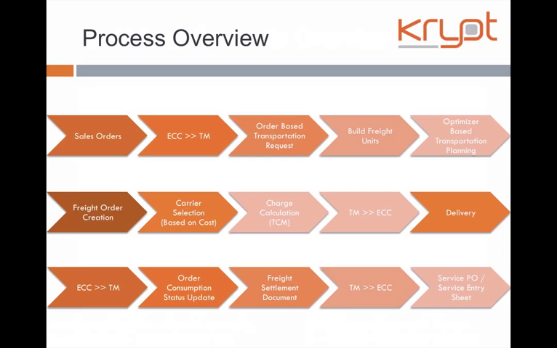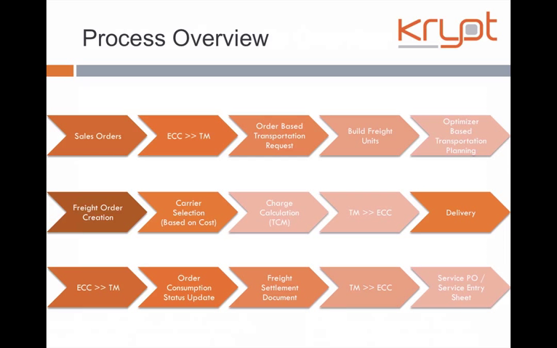This is the process overview of all the steps you will be seeing in this demo. First, sales orders are created in the ECC system. We would be creating 3 sales orders for the 3 customers, Safeway, Whole Foods, and Walmart. This will be done in the ECC system.